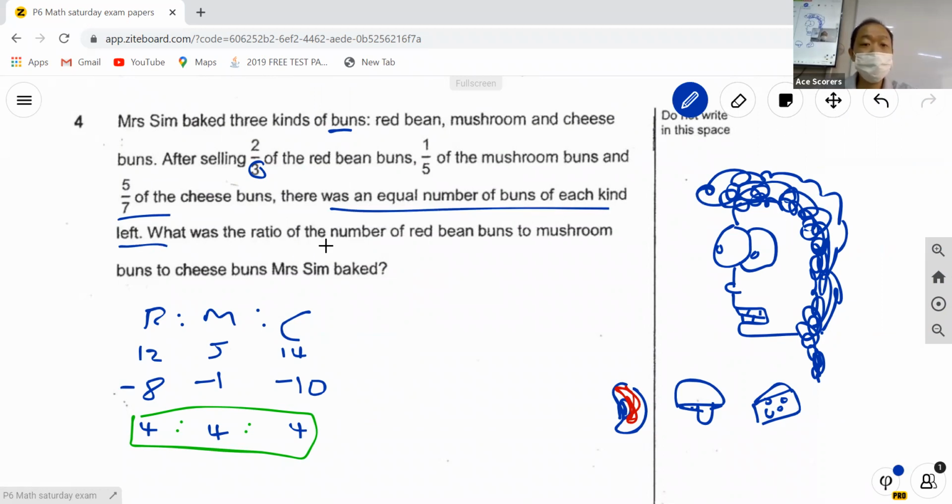So what was the ratio of the number of red bean buns to mushroom buns to cheese buns baked? Okay, this is a 5. So we have the answer right here. So the answer is 12 is to 5 is to 14.